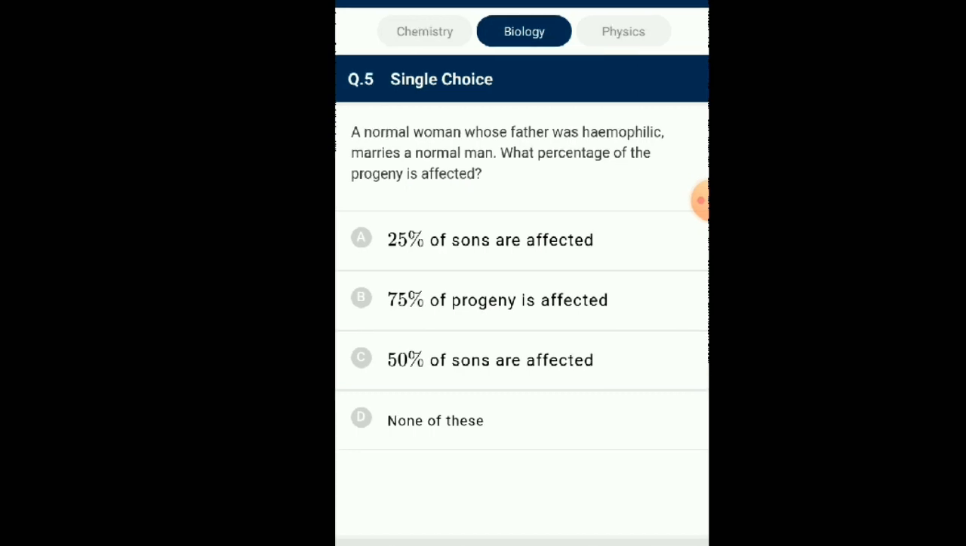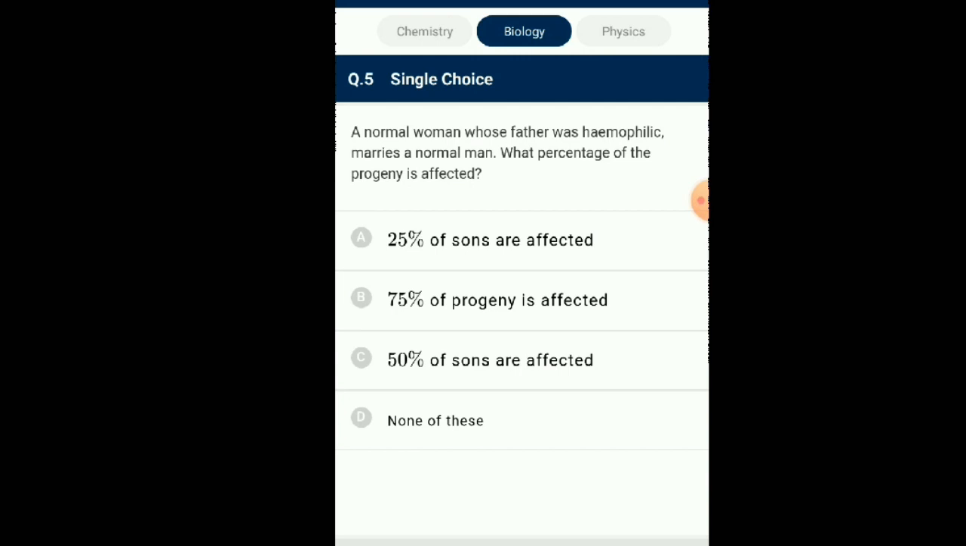Question number 5. A normal woman whose father was hemophilic marries a normal man. What percentage of the sons is affected? Hemophilia is an X-linked recessive trait and therefore shows its transmission from a normal carrier female, that is heterozygous, to male progeny. Due to the presence of a defective form of blood clotting factor, exposed blood of affected individuals fails to coagulate. The possibility of a female being affected by hemophilia is extremely rare, as the mother of such a female has to be at least a carrier and the father should be hemophilic.